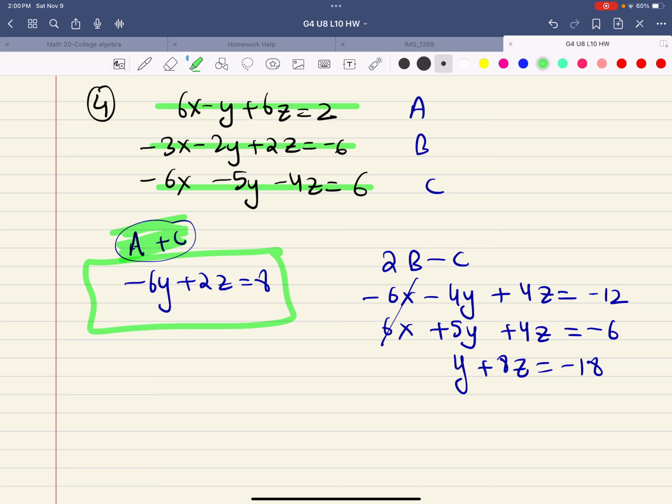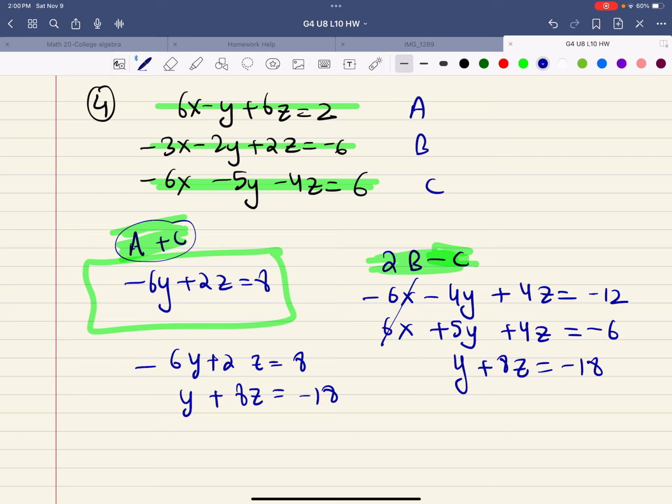And the next step, I multiplied the second equation with 2 to get negative 6 in front of the x, and I multiplied c with negative 1. So I added 2 times b plus a negative c. That way I can again get rid of the x's here. So once I do that, I got two nice equations in y and z. y plus 8z equals negative 18.